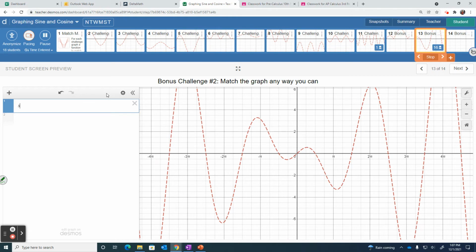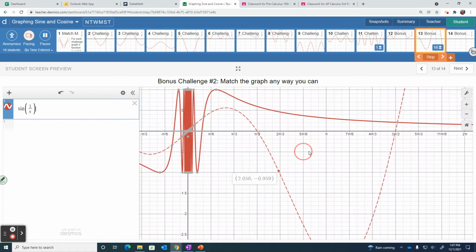So this one is what you want to do. Sine of 1 over x in some way.